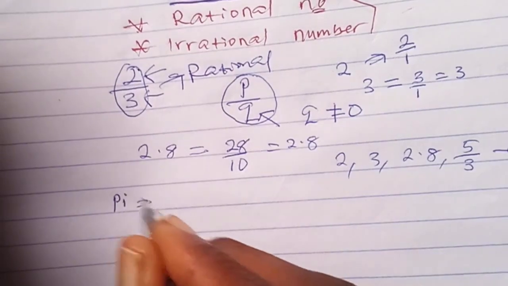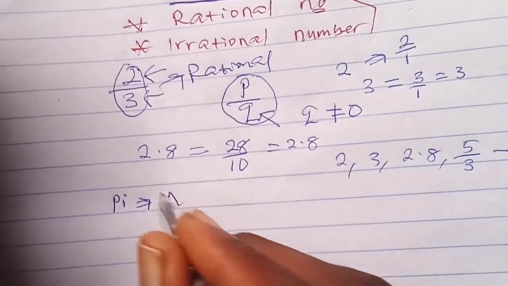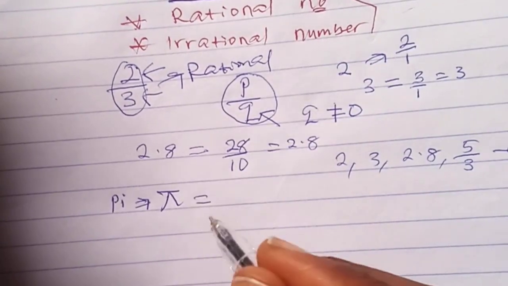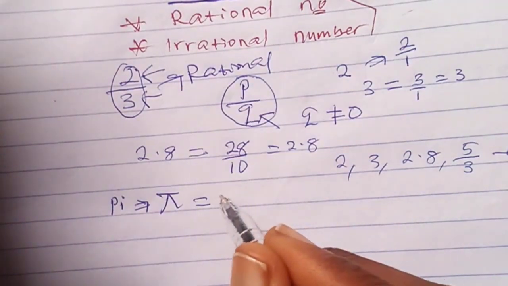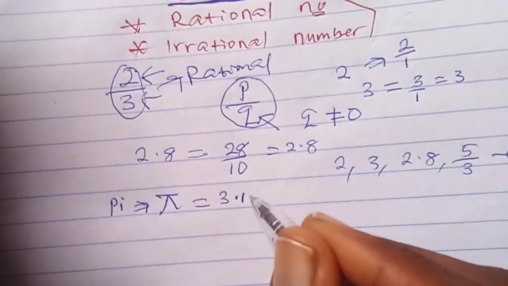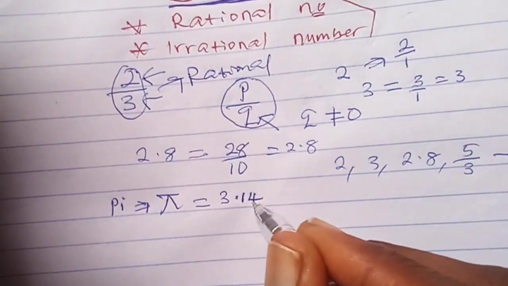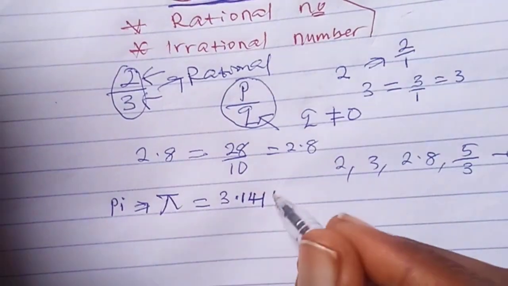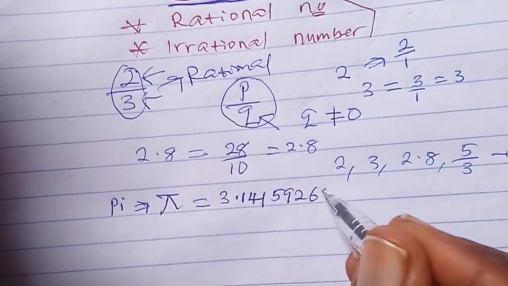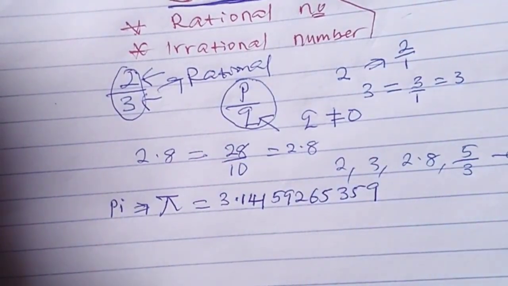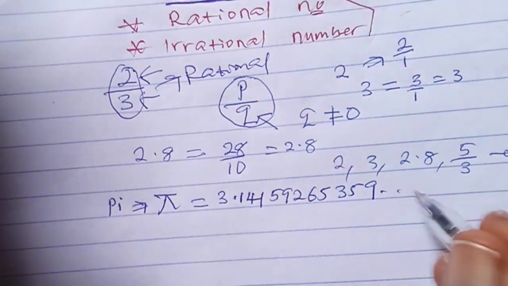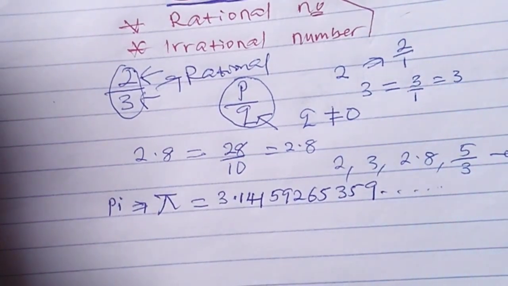Now pi has a symbol, and its value is about 3.14159265, and it continues. The value continues. So numbers like this are actually irrational numbers.